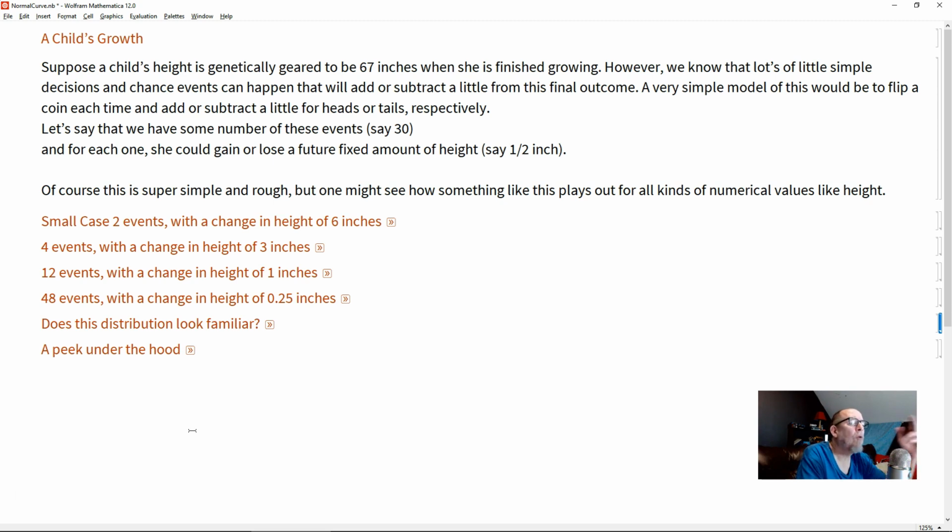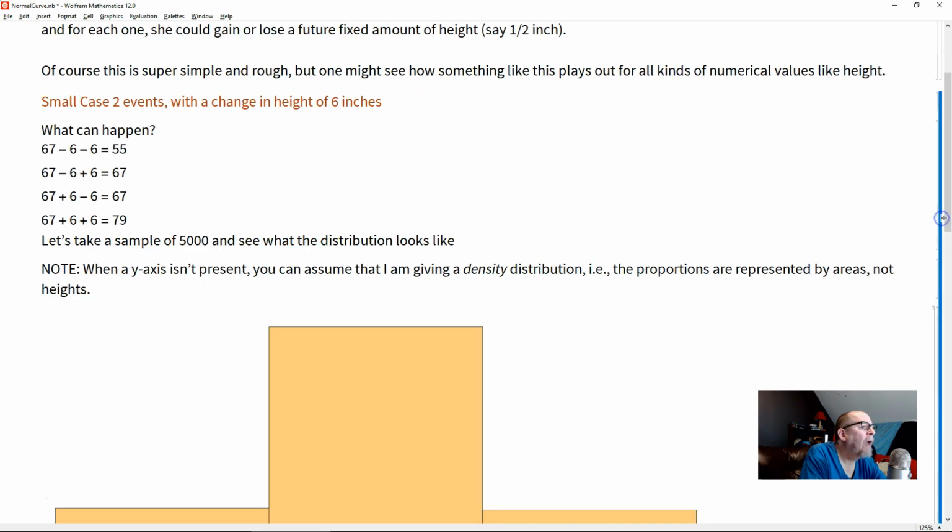So what I want to do is imagine the smallest case first. Like I said, it is a rough, silly little model, but I think you could imagine this happening a lot. So what if we just had two such events, and each event made a difference of 6 inches in this person's ultimate height? Let's think about what could happen.